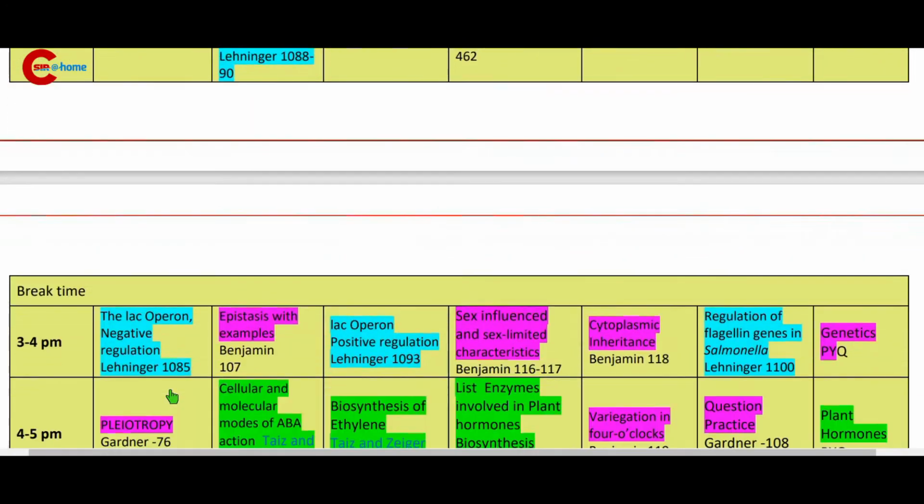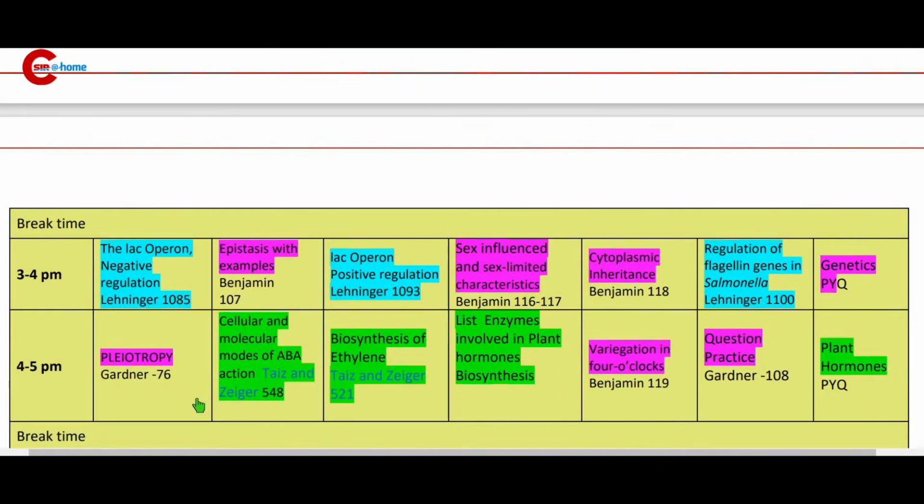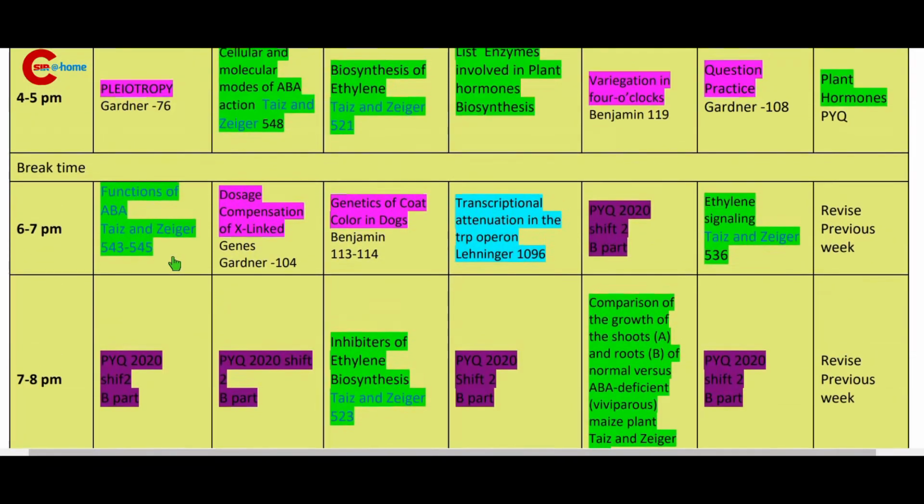Which book to refer? Gardner. 3 to 4 p.m. study lac operon, negative regulation, Leininger. 4 to 5 p.m. pleiotropy, Gardner. 6 to 7 p.m. functions of ABA. 7 to 8 p.m. study previous year question. Work on the previous year question, that is 2020 shift 2.